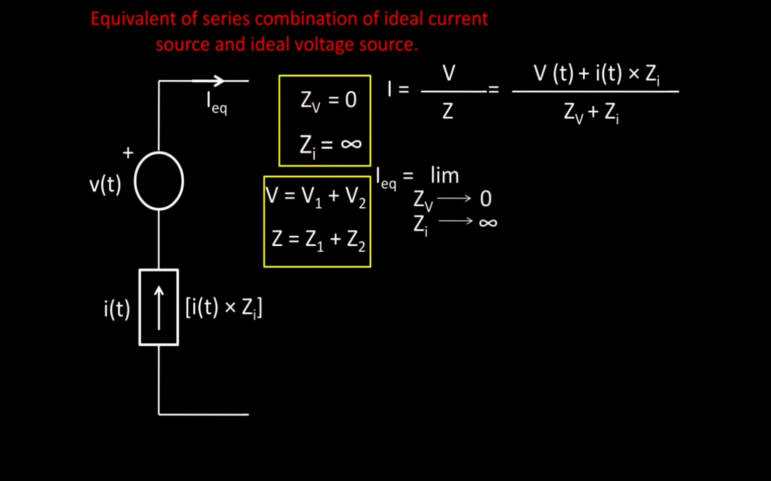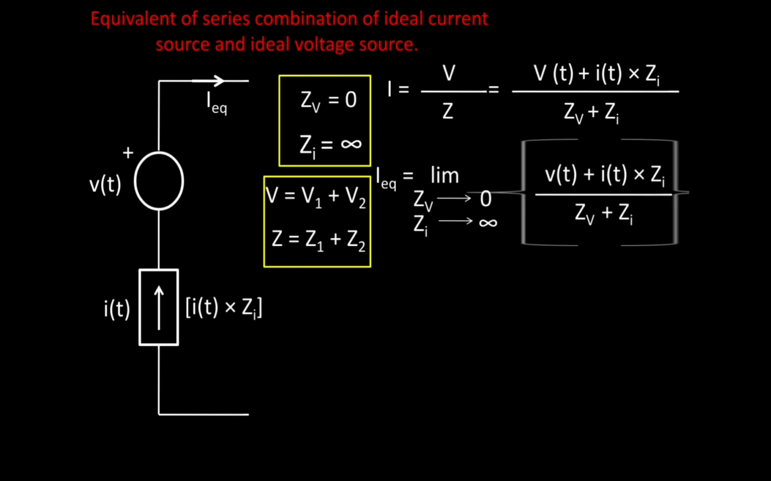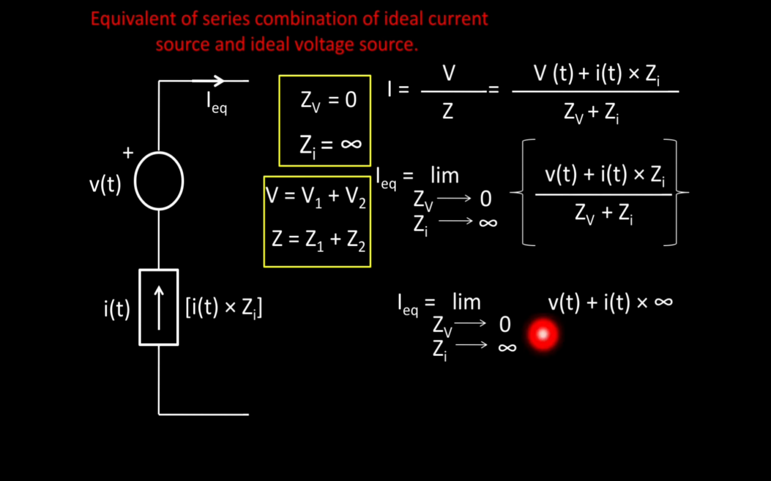So we are putting those limits. So we will put this limit in this equation. After putting the limit in this equation, we will find that instead of Zi, what can we write? Infinity. And hence we have V of t plus I of t into infinity, upon, instead of Zv we can write 0, and instead of Zi we can write infinity. So it becomes 0 plus infinity.